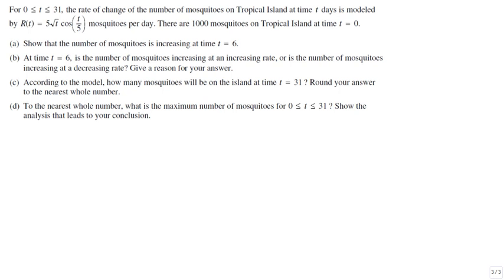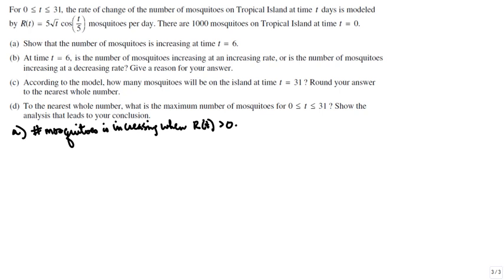Okay, in problem number 5, for time between 0 and 31, the rate of change of the number of mosquitoes on a tropical island at time t days is modeled by r of t is 5 square root of t cosine t over 5 mosquitoes per day. There are 1,000 mosquitoes on the tropical island at t equals 0. First, we want to show that the number of mosquitoes is increasing at time t equals 6.